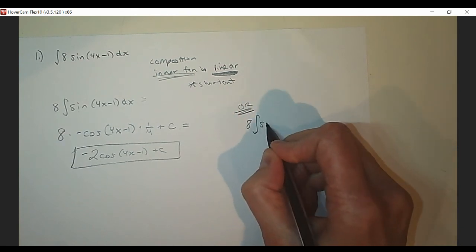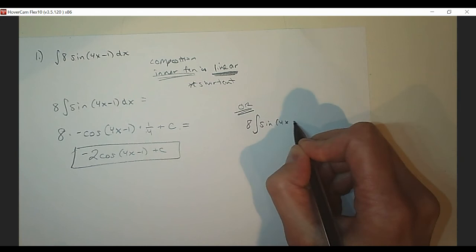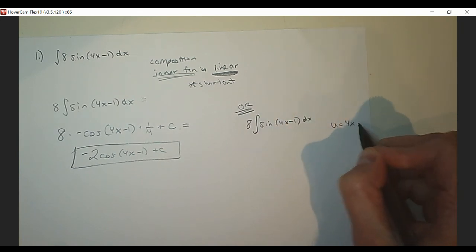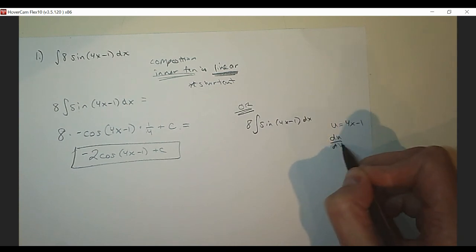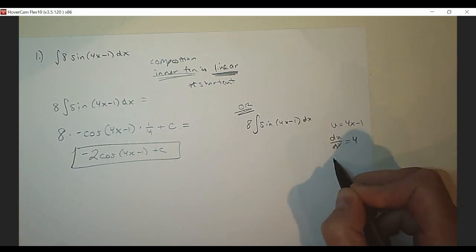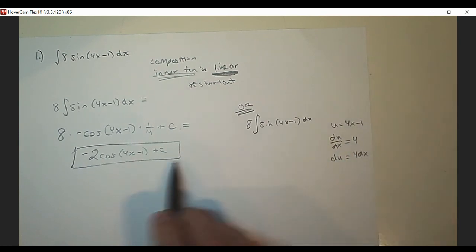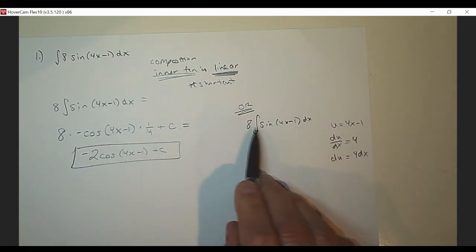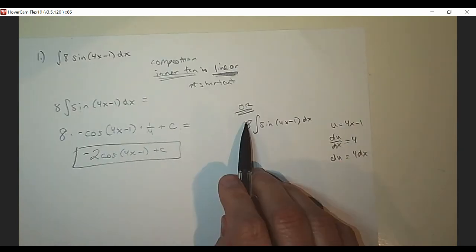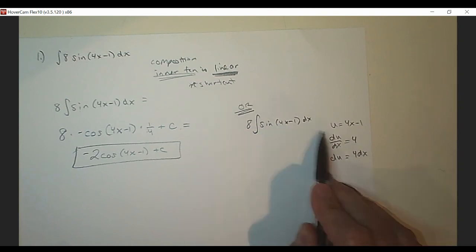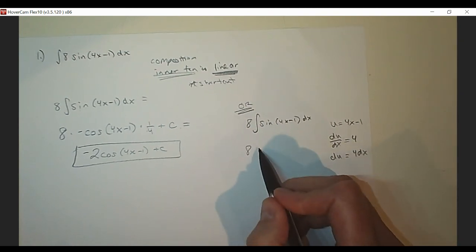So let me go ahead and move the 8 out front. And let's have u be equal to the inner function. When you find the derivative with respect to x, you get 4. Slide the dx to the other side. There's a few different ways to handle this. I went ahead and moved the 8 out front. I could have left it in and kind of factored it, made it 4 times 2, but I'm just going to continue this way. So I'm going to keep the 8 out front.